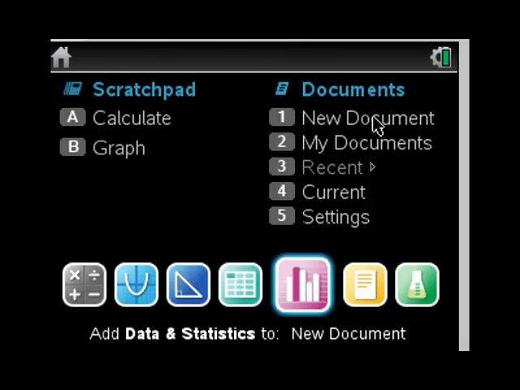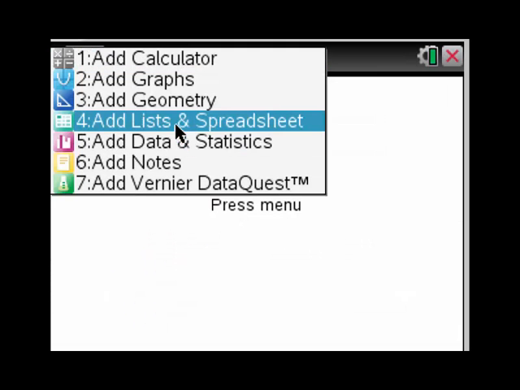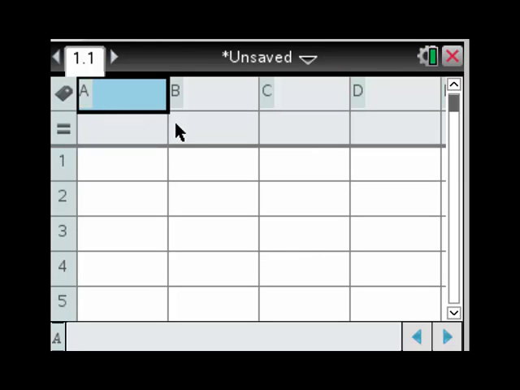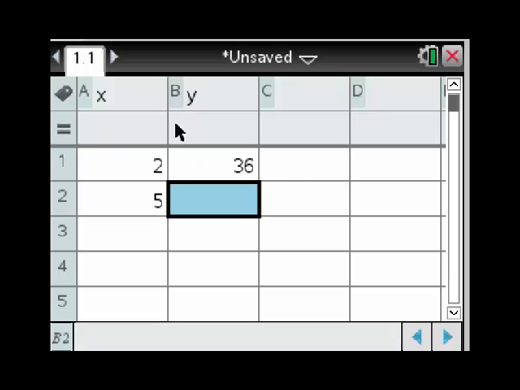So again, home, new, no, list and spreadsheet. We're going to do x, over and up, y. Plug in your x values of 2 and 5, go over and plug in your y values, 36 and 121.5.